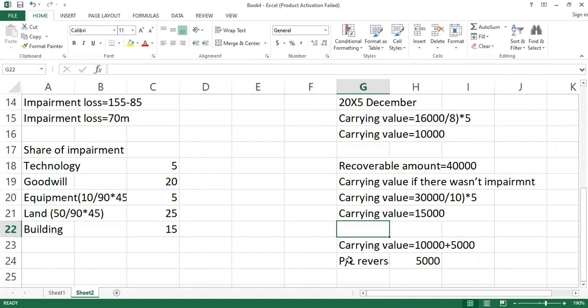Are we okay now? All right. I don't know. If there's no question on impairment loss, I want to start on non-current asset held for sale and discontinued operation.